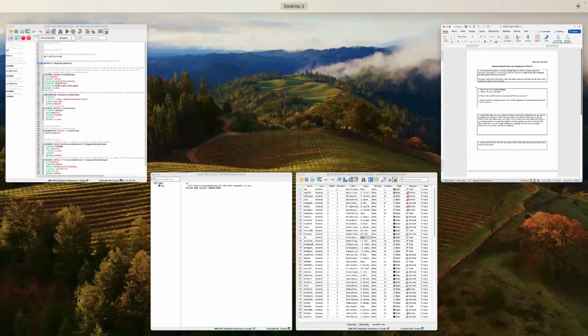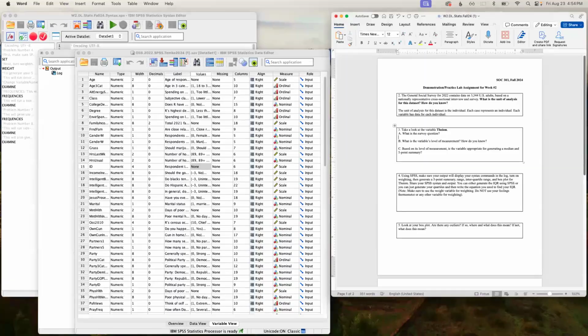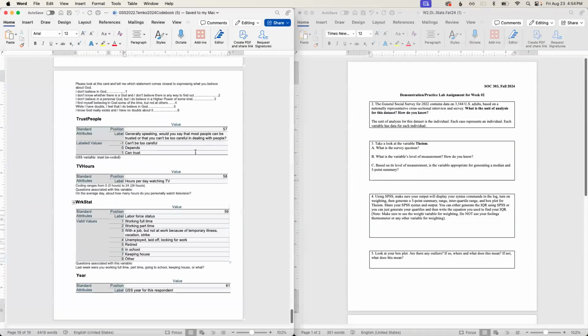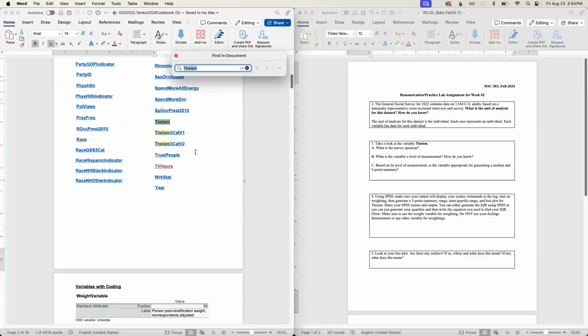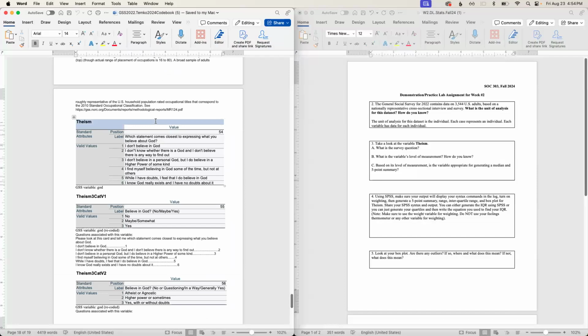And so if I have the code book here, I'm going to find the theism variable. I'm doing search and find. And well, I can click or I could search for it there. And here's the variable theism.